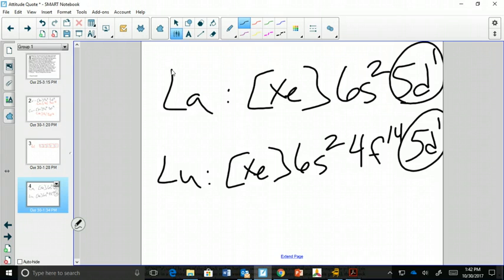So the bottom two rows, the inner transition elements, do they have groups? They do not, because remember, this is like a drop-down menu that gets squished in between group 3 and group 4. So they have rows but not groups.